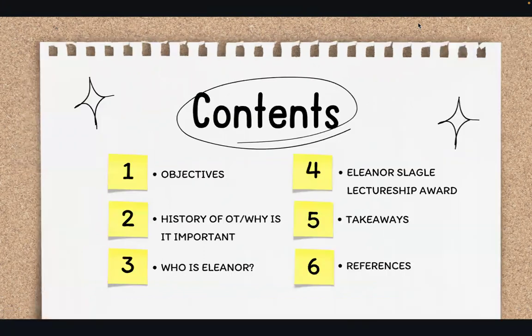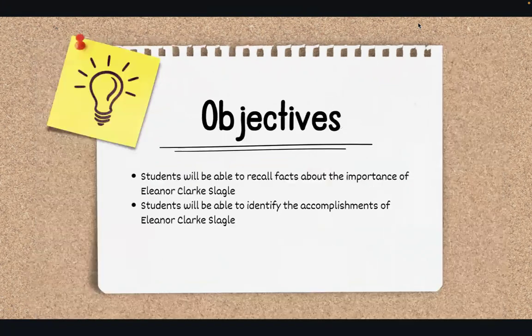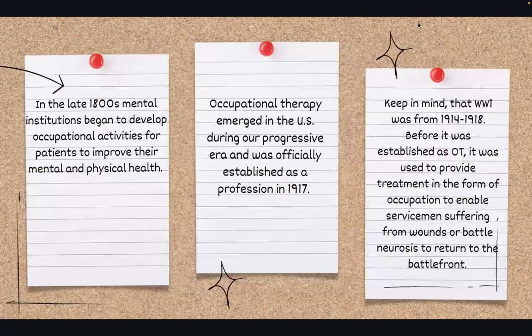Here's an overview of what we're going to talk about. We have objectives, history of OT, Eleanor, her award, takeaways, and references. At the end of this presentation, you will be able to recall facts about the importance of Eleanor Clarke Slagle and identify her accomplishments. So let's get into it.